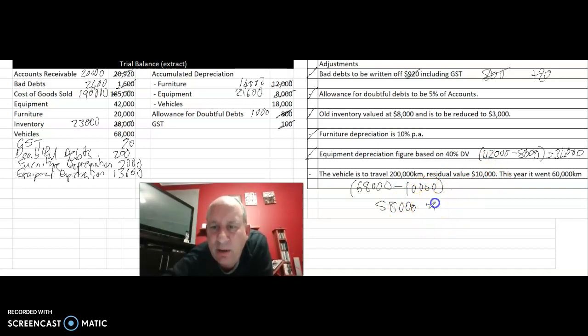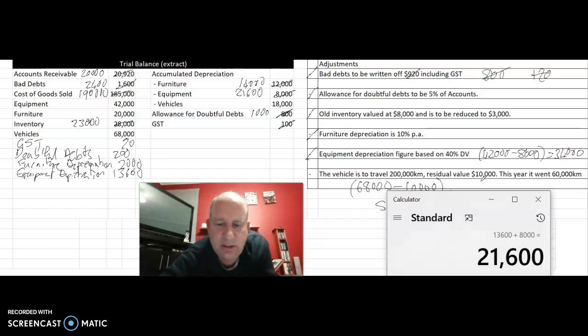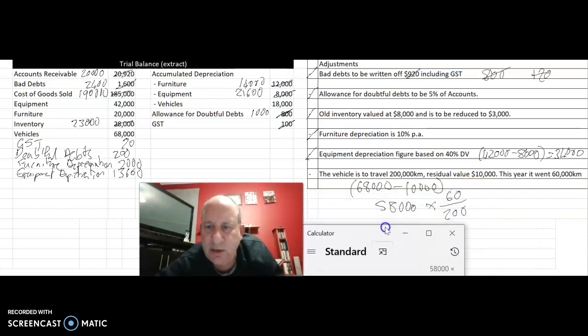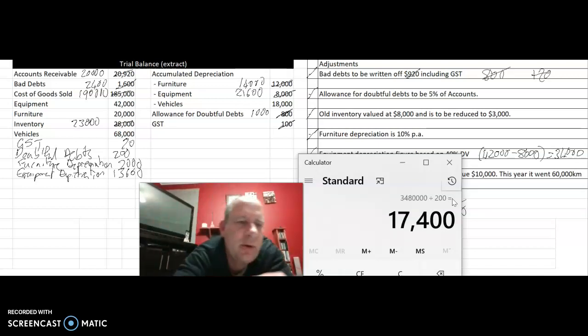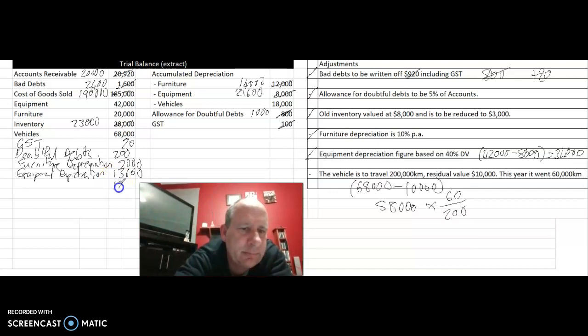And then we're going to multiply it by, we used it for 60,000 kilometres over the 200,000. Notice I haven't put the thousands on there, it just makes it easier for your calculation. Back to the calculator. So we've got 58, the amount it goes down. Multiply by 60 over 200. 60 divided by 200. Okay, so 17,400. So we're going to add 17,400 here. And that's your vehicle depreciation.